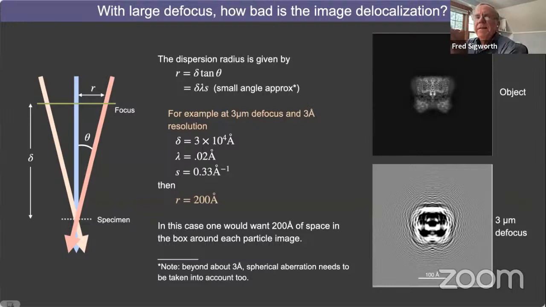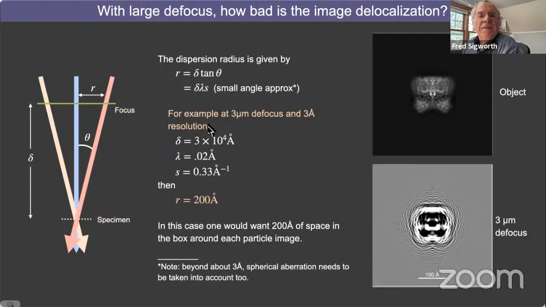Okay, so let's talk about delocalization for a minute. So we know this angle theta, which is between the undiffracted and the diffracted waves, and we're going to defocus this distance delta above the specimen. And so we can ask, well, how far away is the relevant diffracted wave from the undiffracted wave? Well, that's just geometry, and we can work it out. And by a small angle approximation, it's just delta lambda times S. I apologize, S is now spatial frequency, starting with this slide.